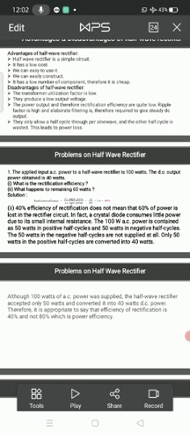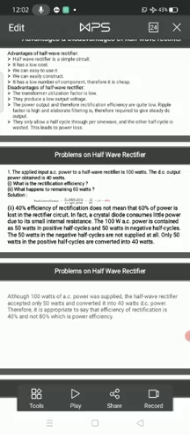The applied input AC power to the half wave rectifier is 100 watts. The DC output power obtained is 40 watts. The remaining 60 watts will be lost. So what is the rectification efficiency? What happened to the remaining 60 watts?